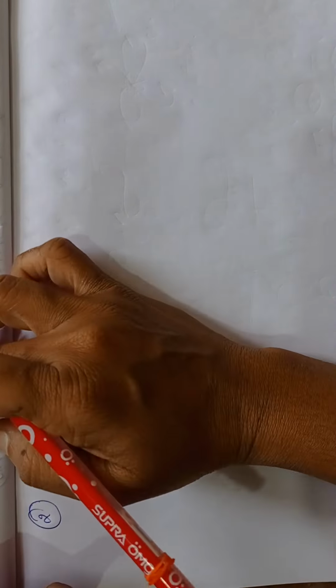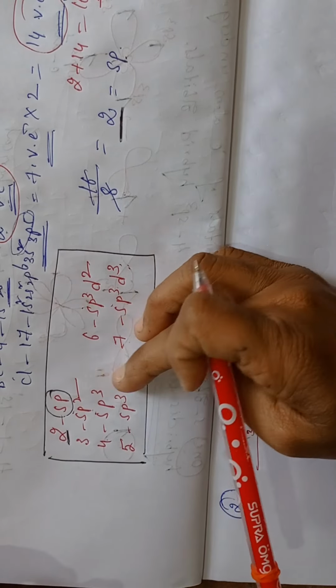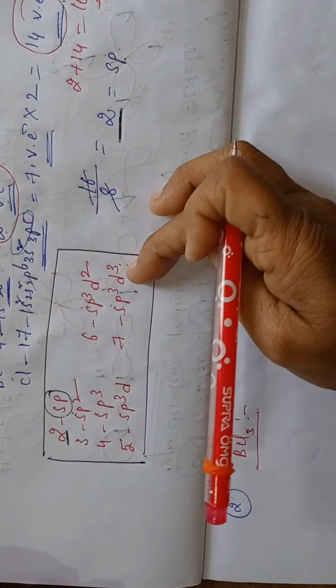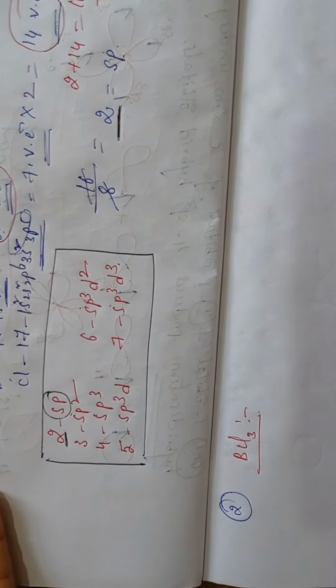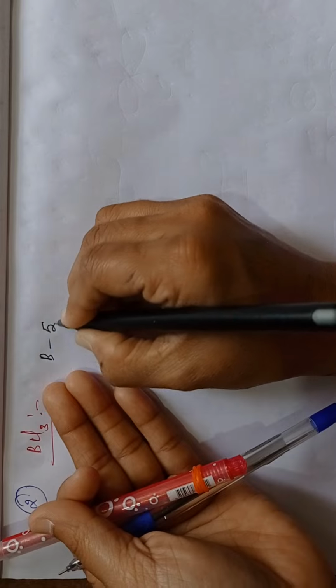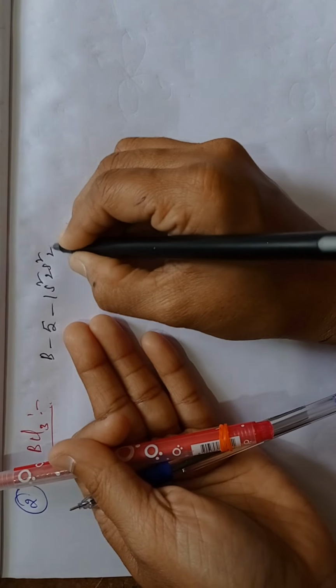Which one? BCl3. Total 5 hybridizations. Total how many, students? We have 6 hybridizations: sp, sp2, sp3, sp3d, sp3d2, sp3d3. Total 6. So I am giving the example, students. BCl3 I am discussing now. BCl3.